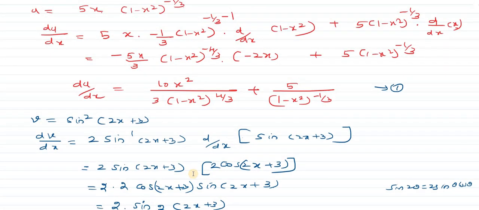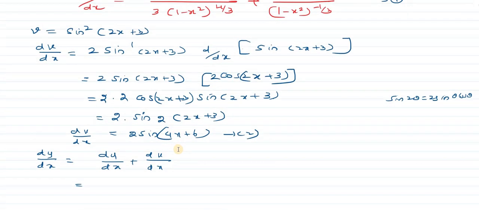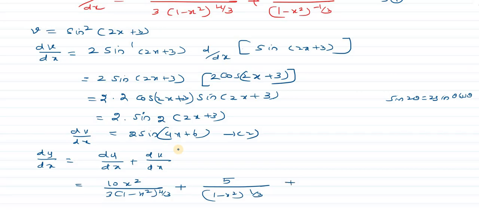One minute, yeah. 10x square by 3 into (1 minus x square) to the power 4 by 3, plus 5 upon (1 minus x square) to the power 1 by 3, plus 2 sine (4x plus 6). Enough. This much is clear, all of you. So next, all of you start doing the exercise.